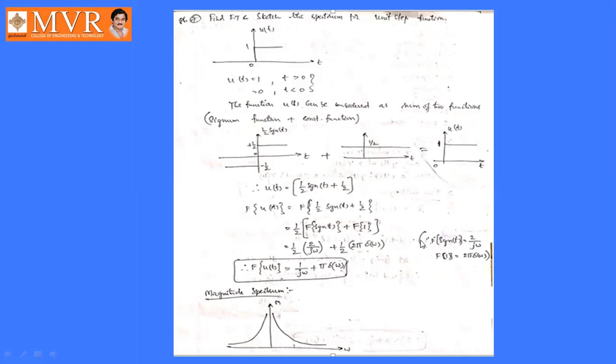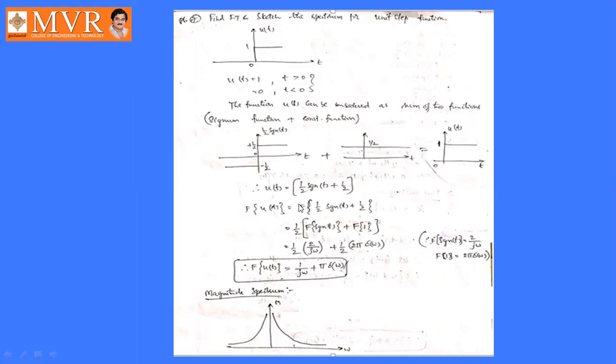We can add these two functions. By adding these two functions, we can get the unit step function: half of the signum function and the constant function having the amplitude 1 by 2, so that we will get the unit step function, right? That is mathematically expressed as u of t equal to half of signum of t plus half. It is a constant function having the amplitude half.